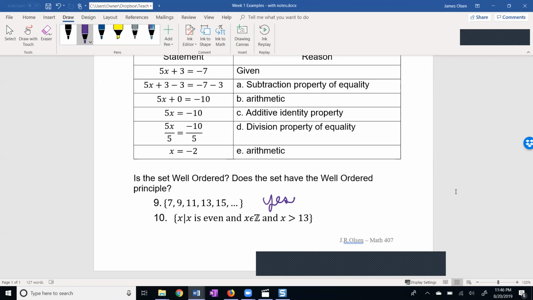The question is, is this well ordered? Yes, it is well ordered. It does have a least element. The least element in set number 10 is 14, and the least element in the set given for exercise number 9 is 7.